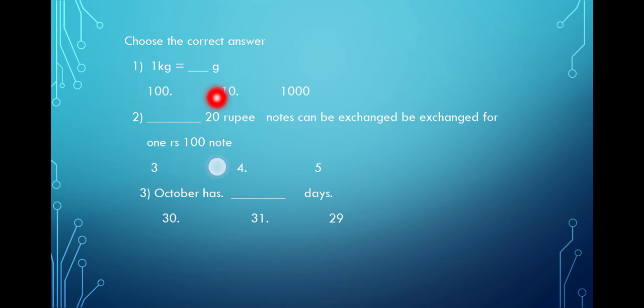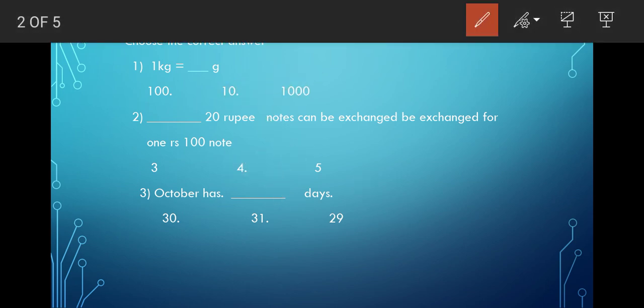1 kg is equal to dash gram. You have already learned it many times that 1 kg is equal to how many? 100 gram, 10 gram, 1000 gram. So which is the correct option? 1 kg is 1000 gram.